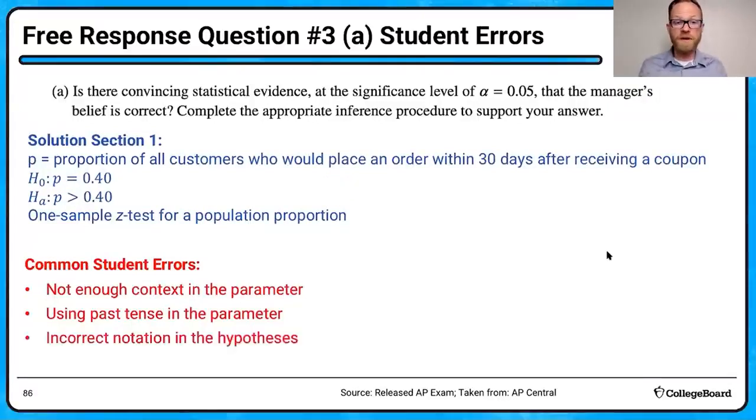And then the third one, incorrect notation in the hypotheses. Most often for a significance test about a proportion, a student might use p hat, which is incorrect here. You always want to use the parameter when you are writing out your hypotheses.